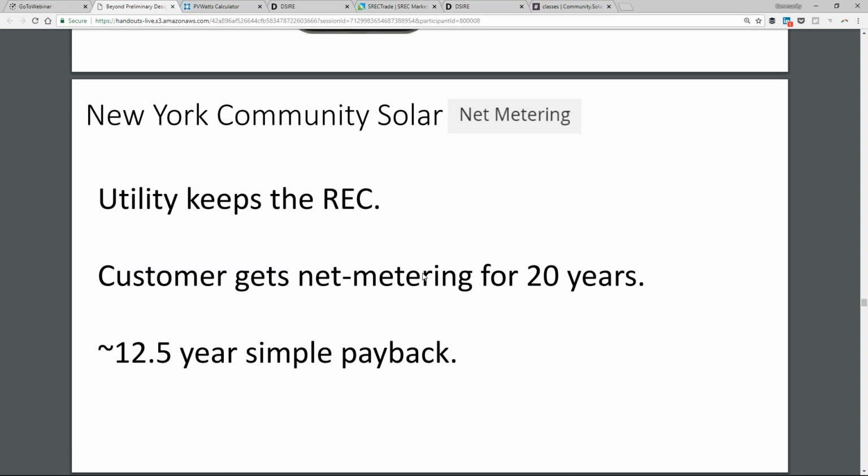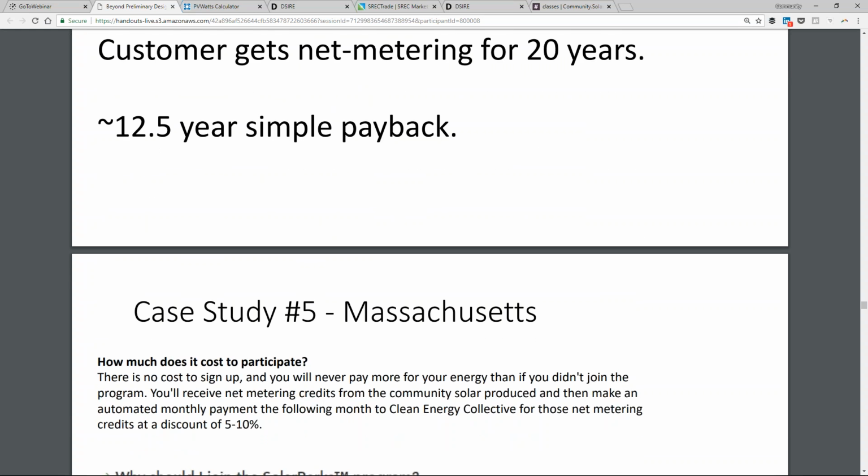And so right off the bat, the utility has an economic motive to get all their customers into community solar rather than owning the solar themselves, because under the community solar option, the utility gets to keep the REC, which in New York is valuable. Now, if the REC isn't valuable, then there needs to be a little bit more profit motive for the utility. And in fact, I would argue that the utility needs a little bit more profit motive than this. So how does this model work?